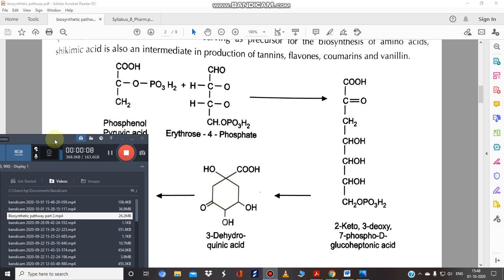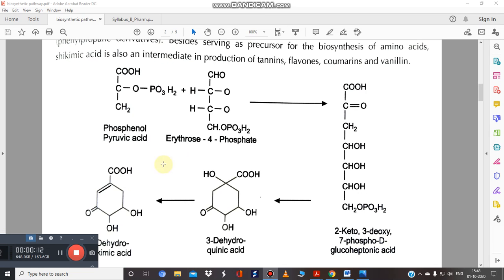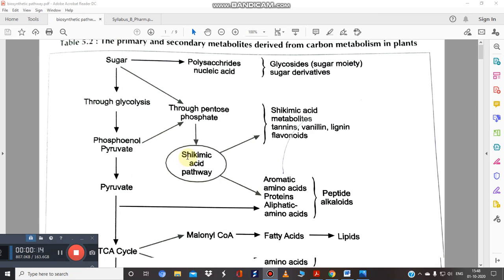In this video we are going to revise the shikimic acid pathway. As you can see here, the shikimic acid pathway produces different types of aromatic amino acids, and from these we produce different types of metabolites like alkaloids. It also directly produces tannins and flavonoids.